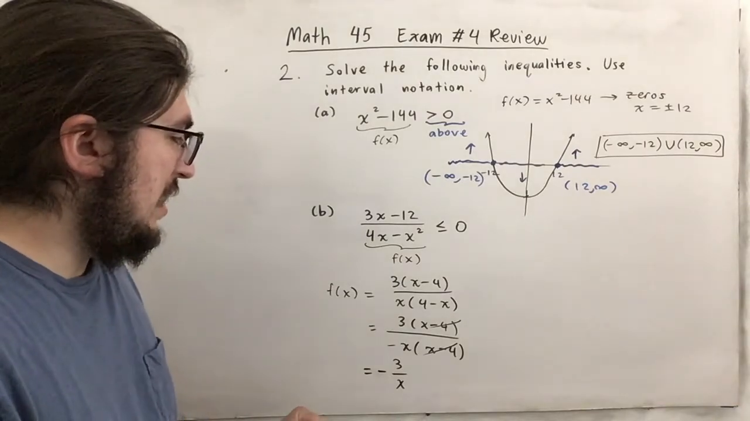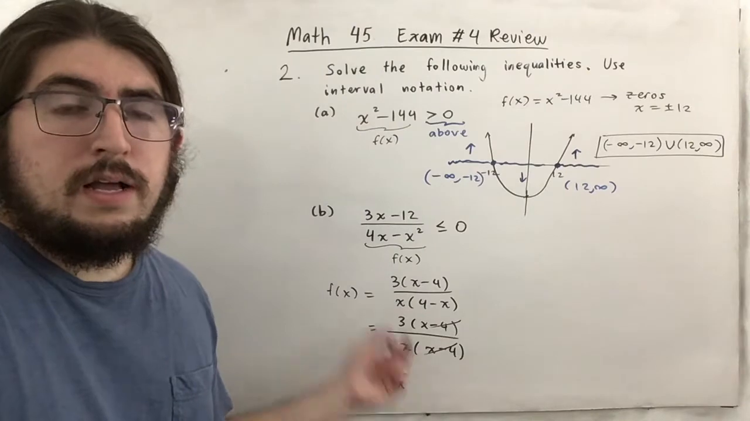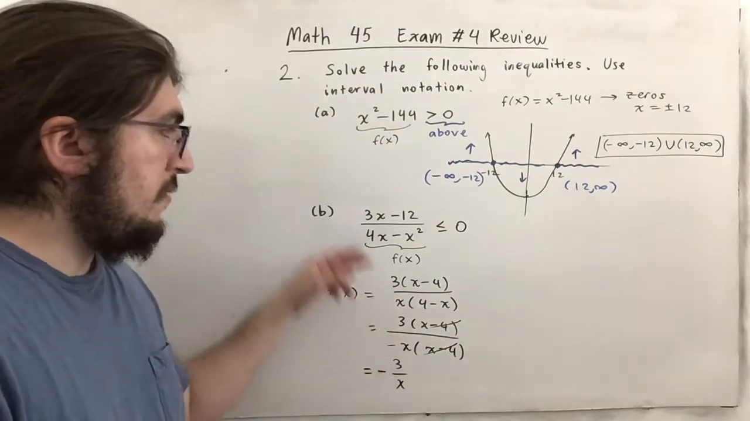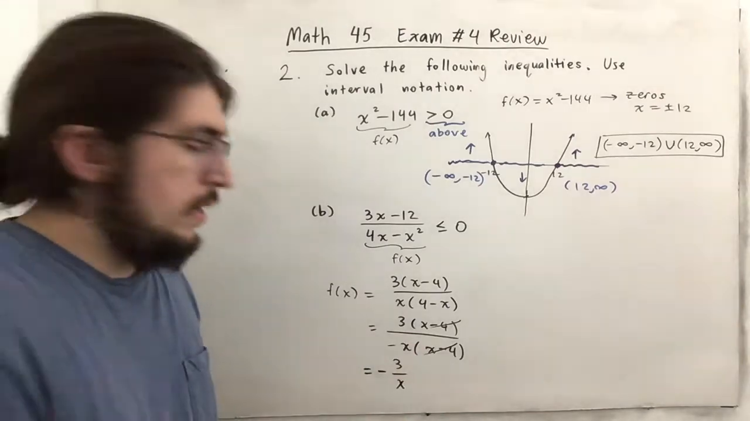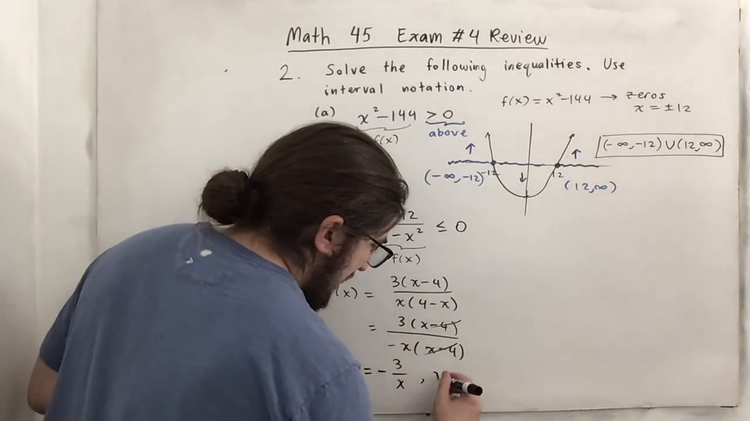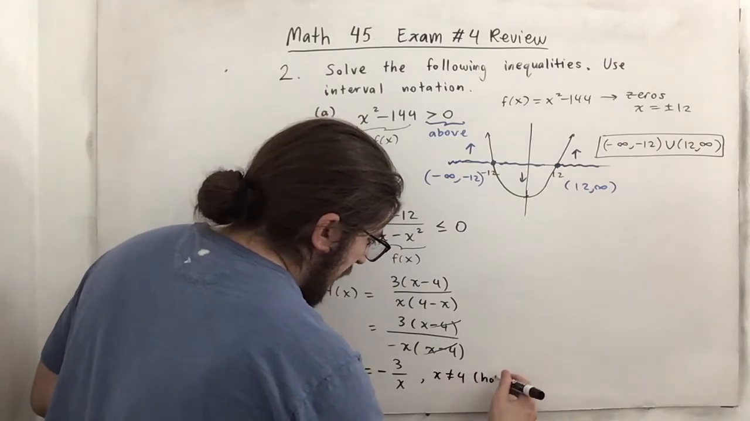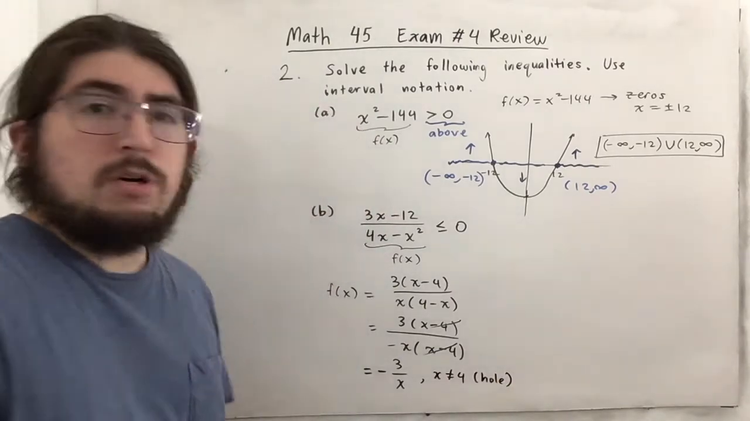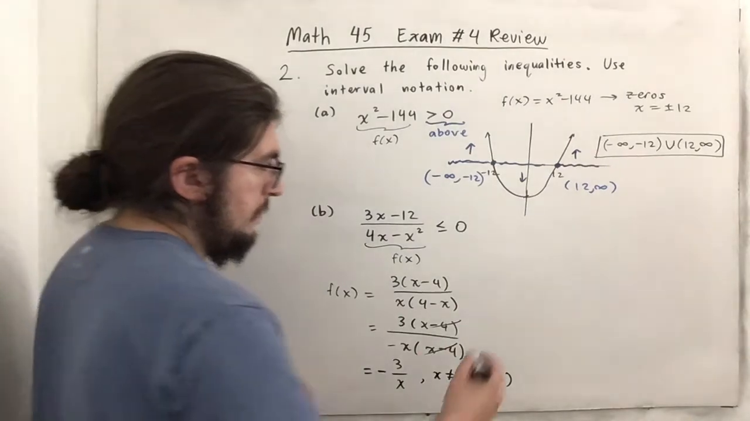Now the only issue is that since we canceled x minus 4, then that tells me that x cannot be 4 in the original thing, because you'd have 0 over 0, which is technically undefined. So I'm going to put a restriction here that x cannot be equal to 4. In fact, graphing-wise, that corresponds to a hole in the graph of the function. So let's see that here.